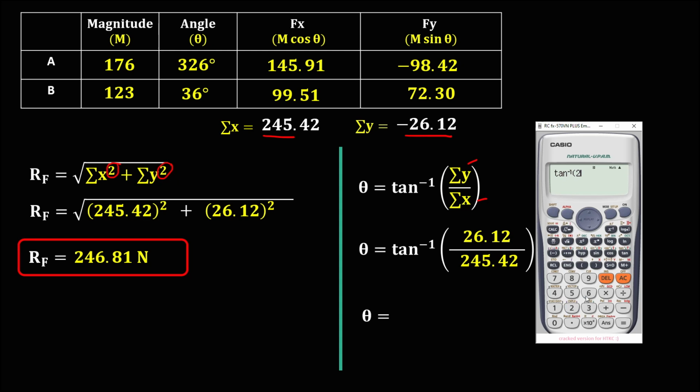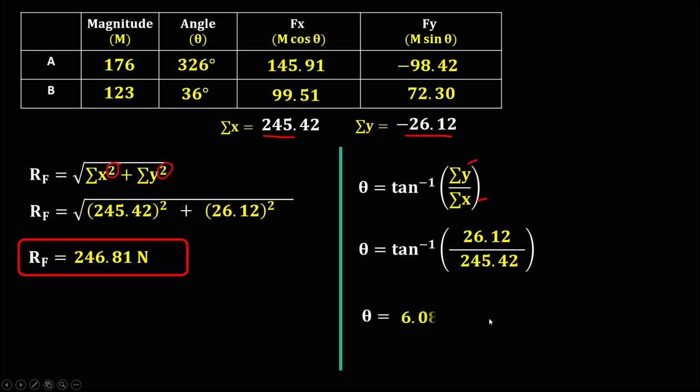Then to find theta, so again to find theta, we have shift, then tangent, then open parenthesis, so we have 26.12, then divide by 245.42, then you need to close the parenthesis, equals, so theta is 6.08 degrees.